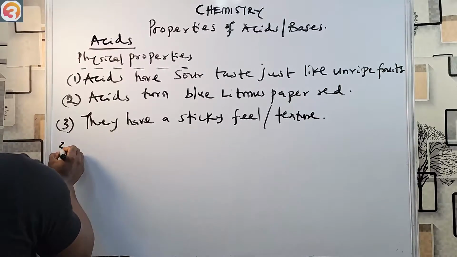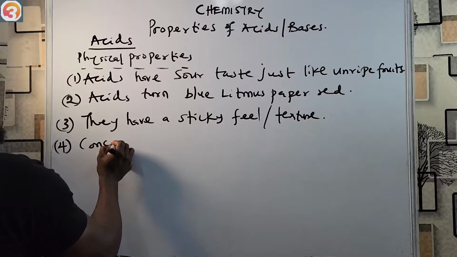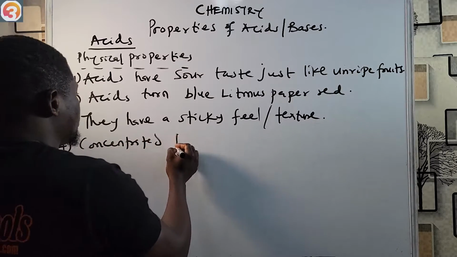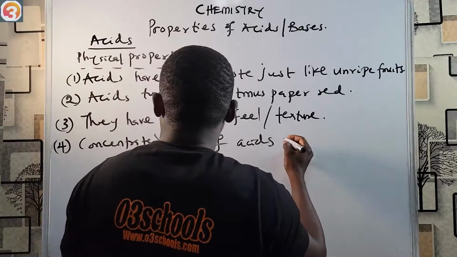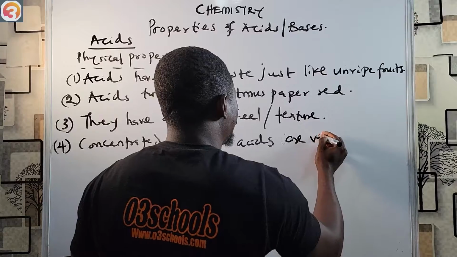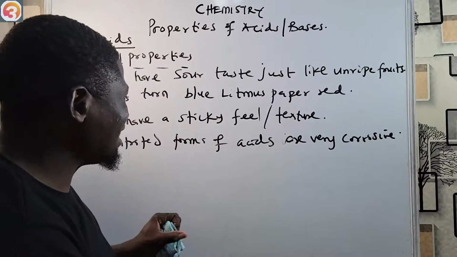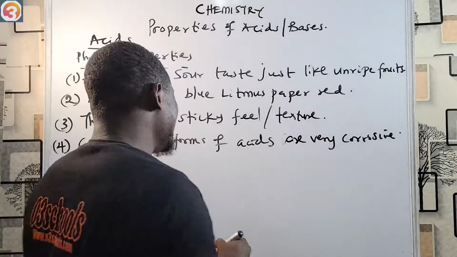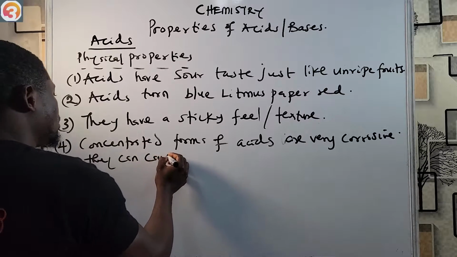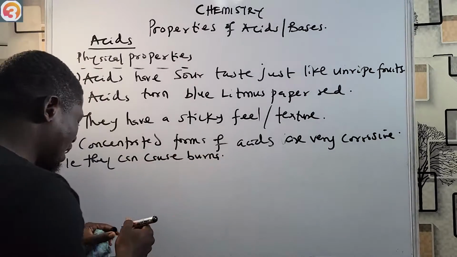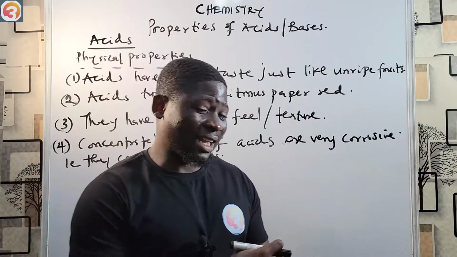And so that will be number four. Concentrated forms of acids are very corrosive. Concentrated forms of acids are very, very corrosive. In fact, they can even cause burns. It can burn your skin once it comes in contact with it. So once your skin comes in contact, it can just burn you.